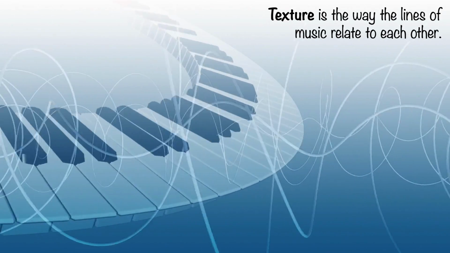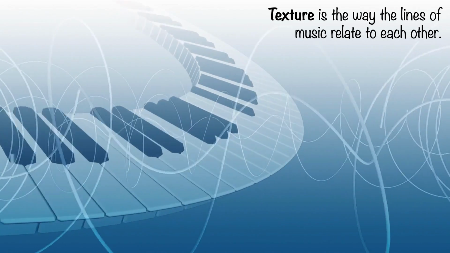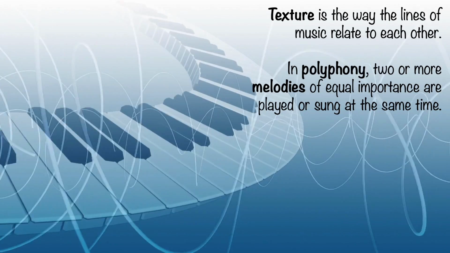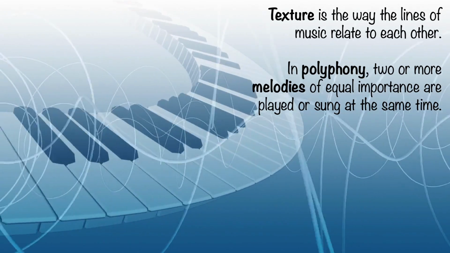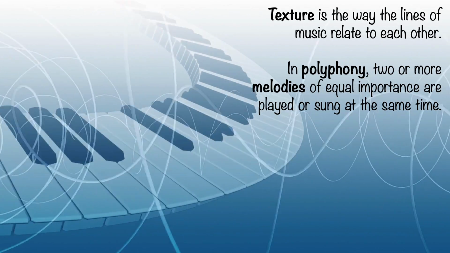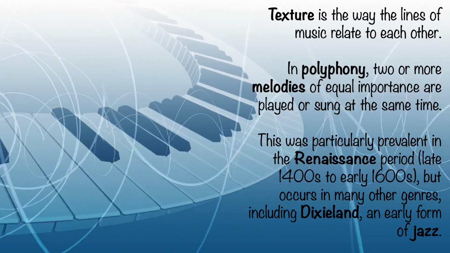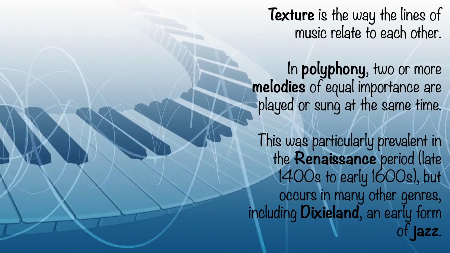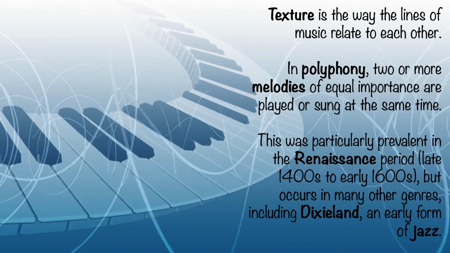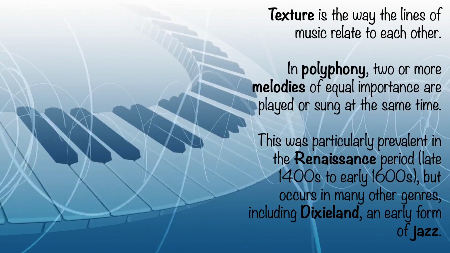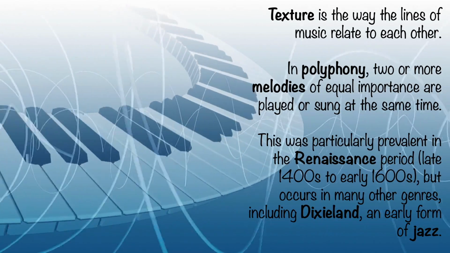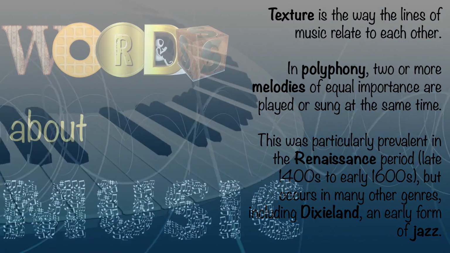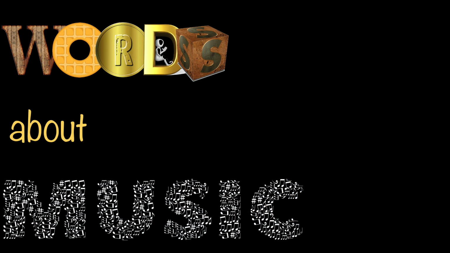Texture is the way the lines of music relate to each other. In polyphony, 2 or more melodies of equal importance are played or sung at the same time. This was particularly prevalent in the Renaissance period of the late 1400s to early 1600s, but occurs in many other genres, including Dixieland, an early form of jazz.